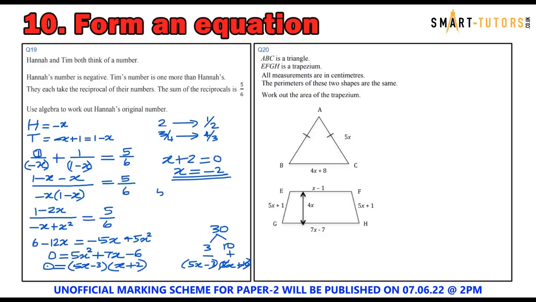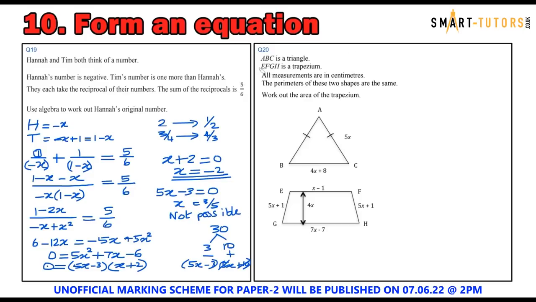The other number is not possible because that is positive. Hannah's number is negative, so x could be 3 over 5, but you need to say not possible. That is question number 19.